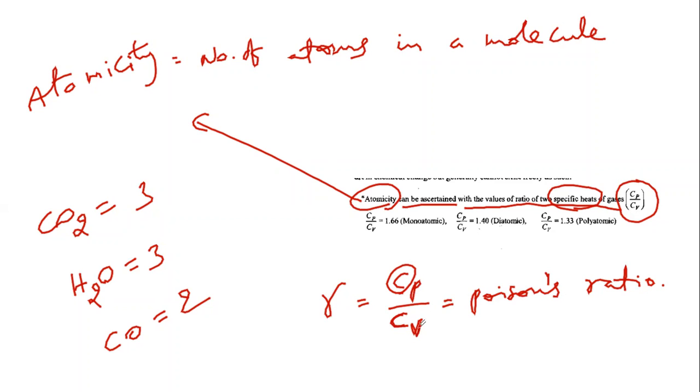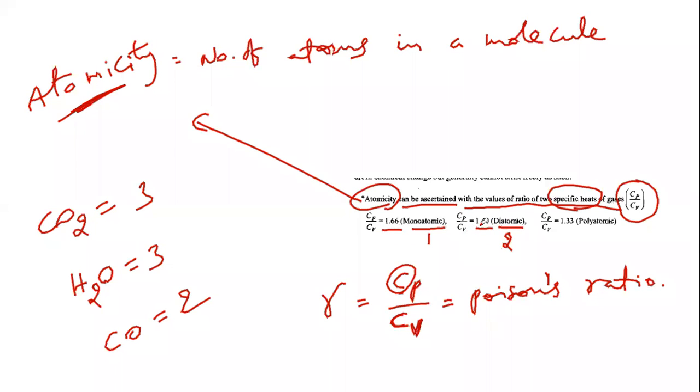So this ratio will give an idea about the atomicity of the gas molecule. Atomicity can be ascertained with the ratio of Cp and Cv. If the Cp by Cv ratio is 1.6, suppose, then it is monoatomic, so atomicity will be 1. And if the Cp by Cv ratio of a gas is 1.4, then that is a diatomic gas molecule, atomicity 2.